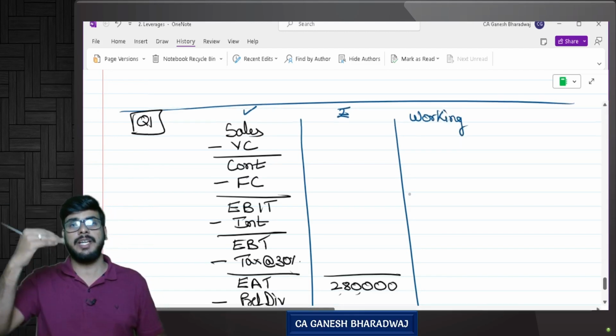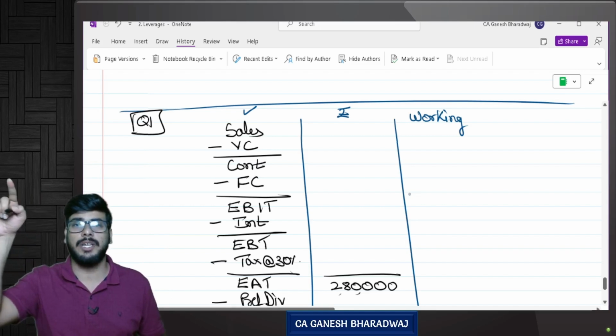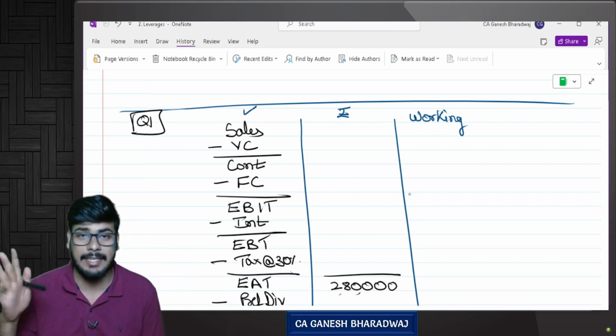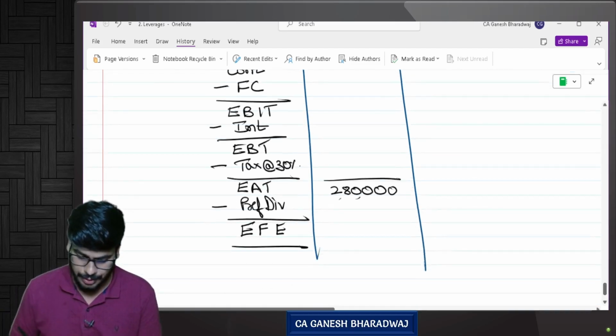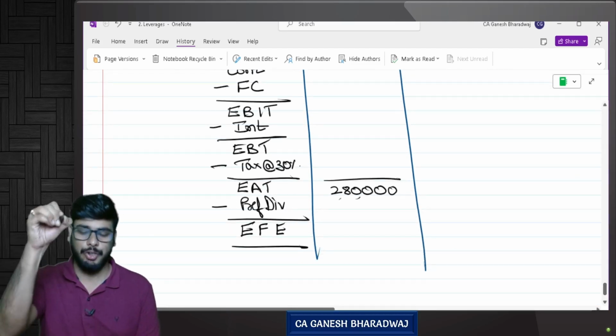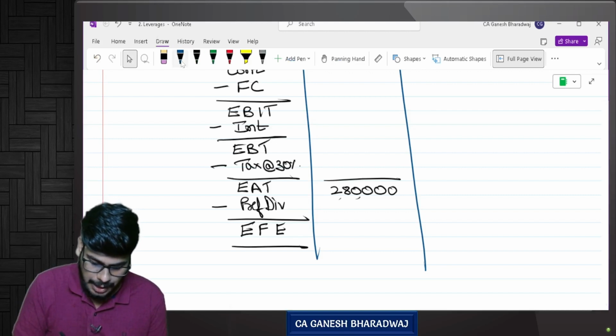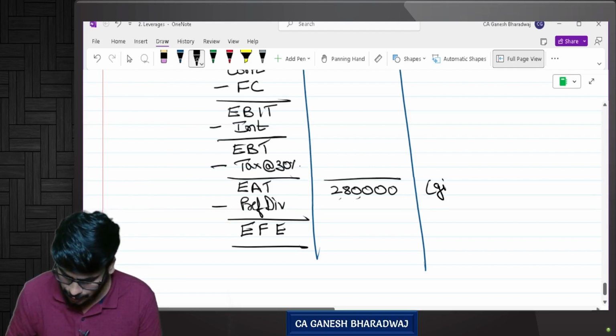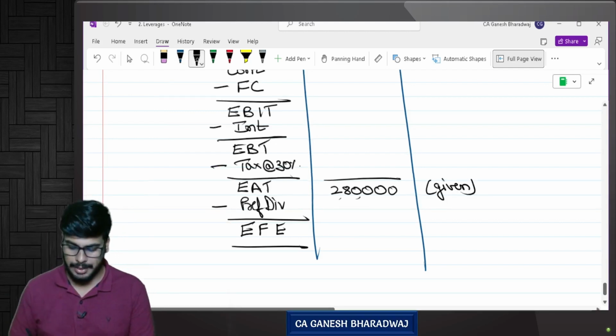So instead of writing a working note for everything, that is working note 1 coming down and writing, if you give the calculation parallelly, that is also accepted by the institute. Are you clear with this? Now, against every figure, you should write how you got the figure. In this case, what is this figure? Earnings after tax, 2,80,000. How did we know? Given. Yes, we will put it as given.